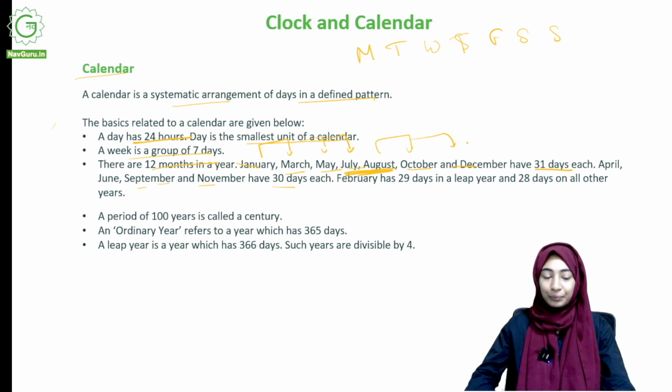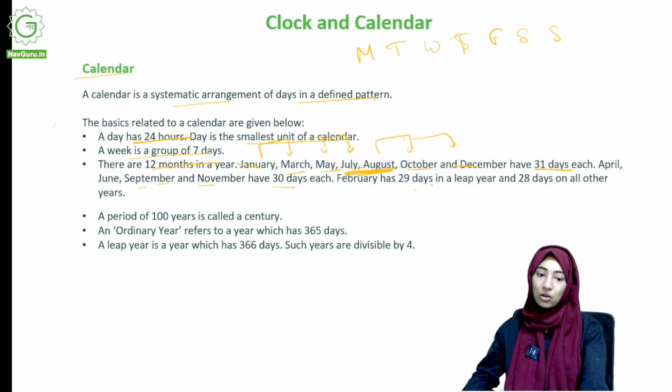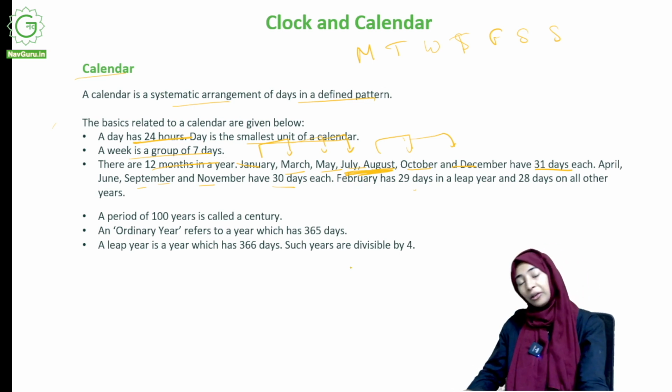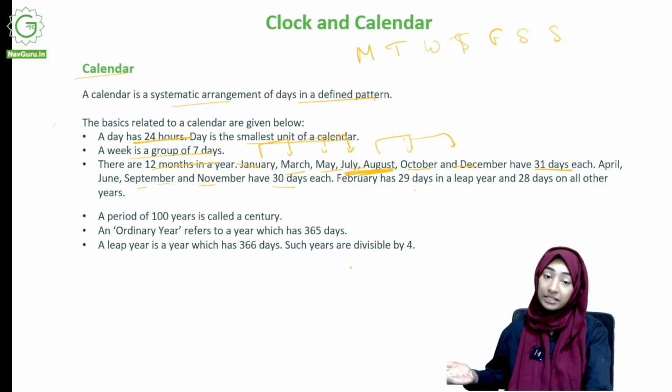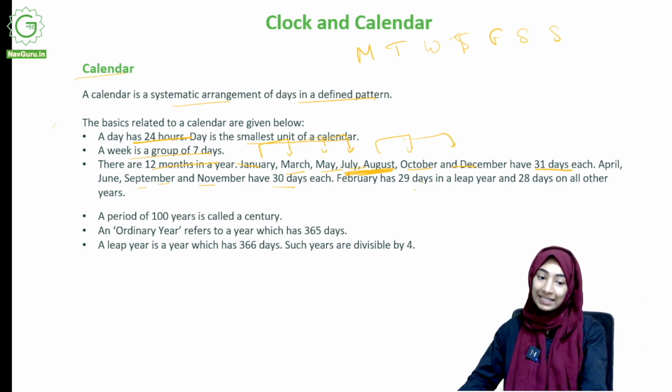Anyway, February has 29 days in a leap year and 28 days in all other years. February is like the black sheep, or some might even call it the special one. But yeah, February has 29 days in a leap year and 28 days in all other years.